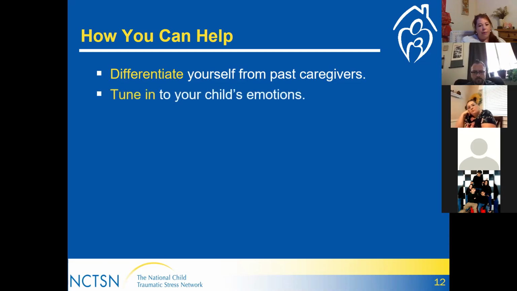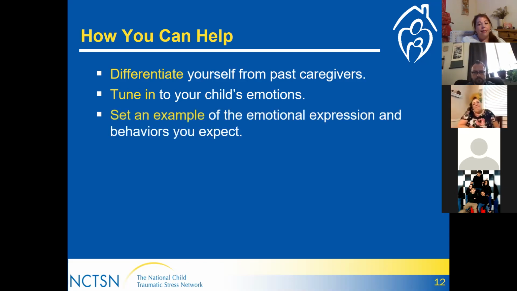Tune into your child's emotions. We're actually going to talk a little bit more about that in a second, but just be aware of what's going on with them. Set an example of emotional expressions and behaviors you would expect. Did we talk about emotional container last week? I think we did. That is in section 4. That's where you are big enough to handle all of their emotions, so that it's not going to cause you to blow up and have a temper tantrum of your own when they have a temper tantrum.